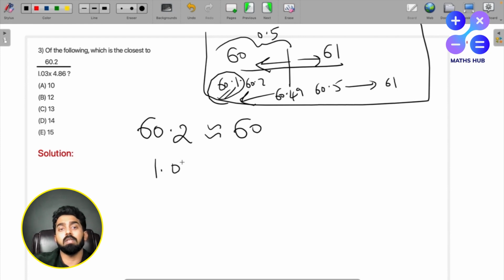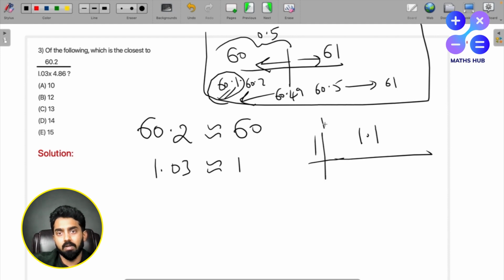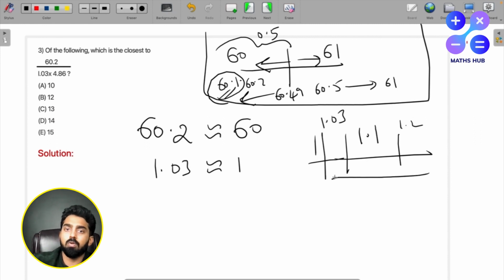Now 1.03. See, 1.03 is a very good approximation to 1. Now 1.1 is less close to 1. 1 is here, 1.1 will be here, and 1.03 would be very close to 1. It will be 1 over here. Right? This will be 1.1, 1.2, 1.3 like that. So the closer you go to the number, the better the approximation. So 1.03 is pretty close to 1, even closer than 60.2 is to 60, because 1.03 is 0.03 over 1, but this is 0.2 over 60.